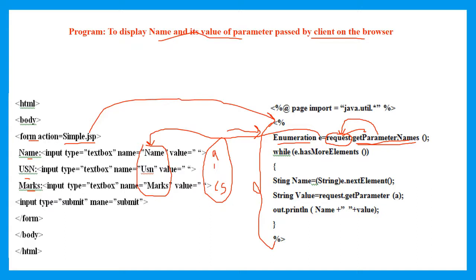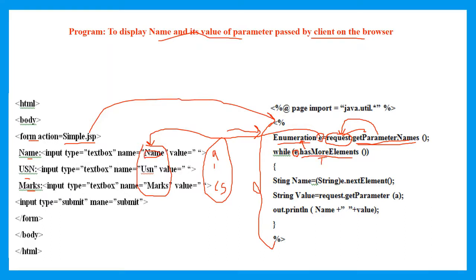The hasMoreElements is a method which is going to check whether the elements are available or not. If elements are available, this method is going to return true. This hasMoreElements is a method belonging to the Enumeration class, and with the object of the Enumeration class, I am invoking the hasMoreElements method. Now hasMoreElements is pointing to the first field called name. So the element is available, so this method is going to return true. So we are getting inside the loop.